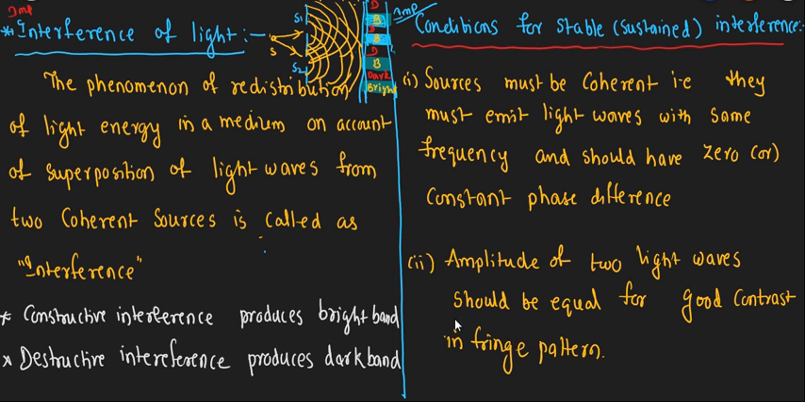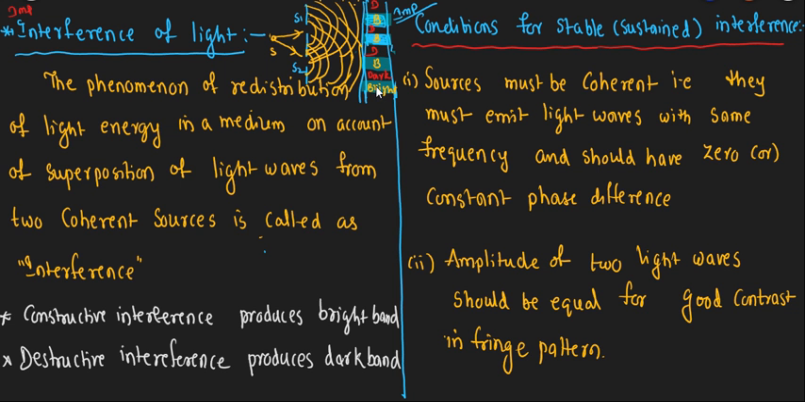And what is the next condition for stable interference? The two light waves should have the same amplitude. The amplitudes of the two light waves should be equal for good contrast in the fringe pattern. Here the alternating bright and dark bands that are forming are called fringes. A bright band is also called a fringe. Bright band, dark band, bright band, dark band. You see the cursor, right? They are also called fringes.